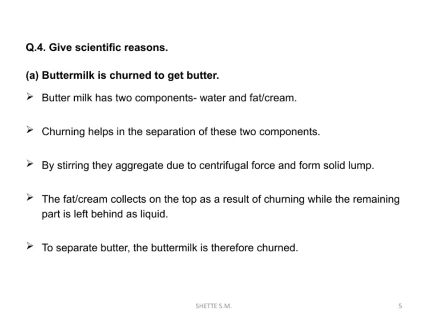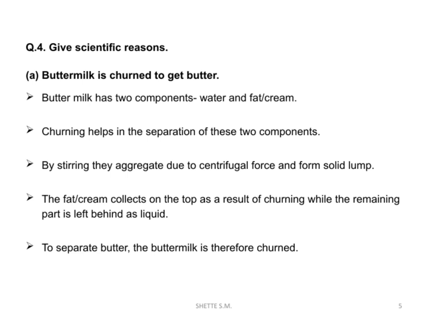Let's talk about how buttermilk is churned to get butter and the scientific reasons behind this process. When we churn buttermilk, we're actually separating its two main components, water and fat or cream. This separation is key to forming butter. Churning helps these components come apart because, during this process, the cream or fat globules start to come together. When we stir vigorously, these fat globules collide and stick together, forming a solid lump.